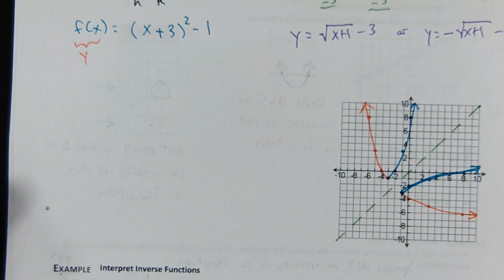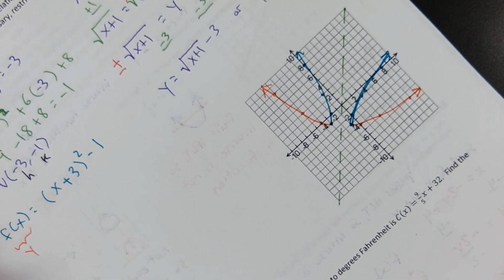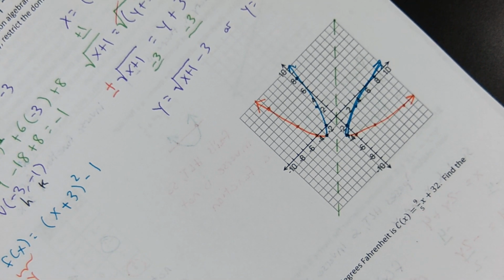The two blue graphs are reflections of each other over that green dotted line. And the two orange graphs are reflections of each other over that green dotted line. That means my two blue graphs are inverse functions of one another. My orange graphs are inverse functions of one another.